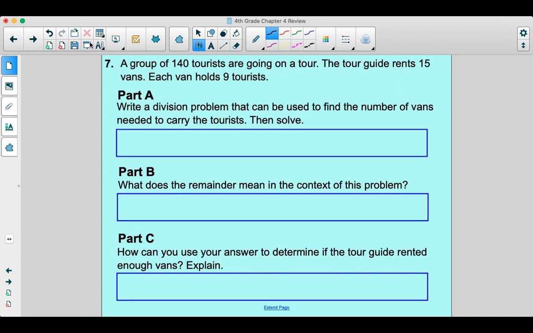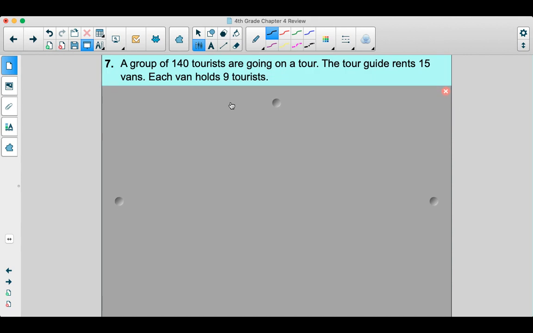Woo, there's a lot to look at here. Let's put a little shade on there. All right, there we go. So we've got number 7. A group of 140 tourists are going on a tour. The tour guide rents 15 vans. Each van holds 9 tourists.